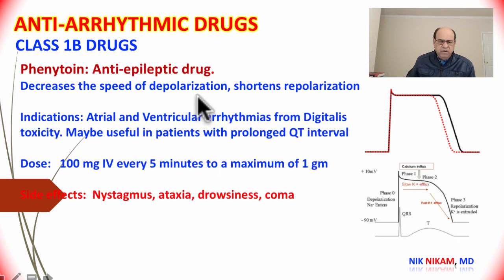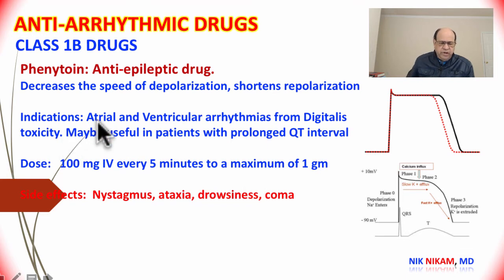Phenytoin is a class 1B drug which acts on the sodium channel and the potassium channel, that is phase 0 and phase 3 of the action potential. And since it shortens the repolarization phase, it shortens the QT interval.